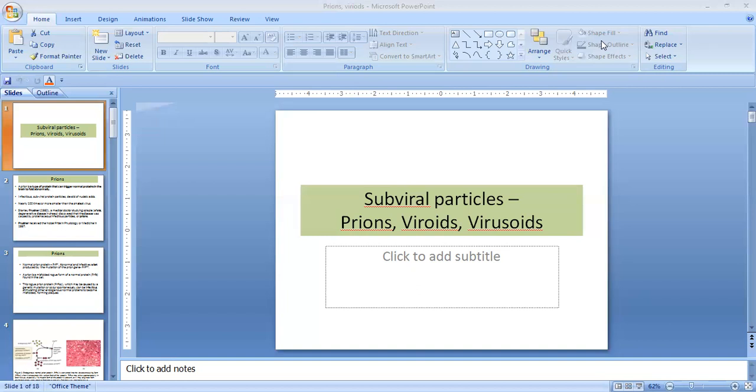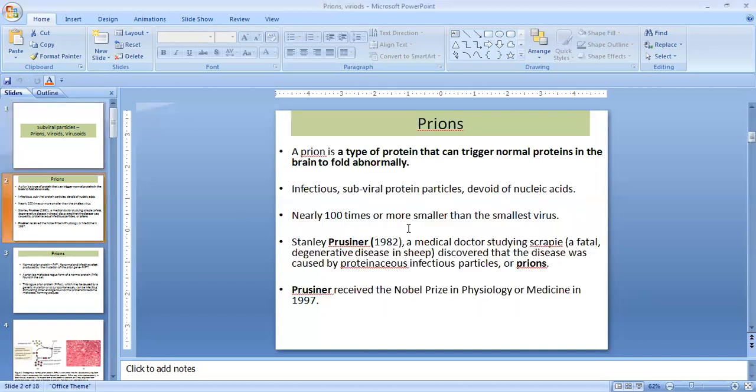So first we will pass on to the first subviral particle, that is prions. Prions, first of all, from the word itself, prion, it is a protein. The word protein starts with PR. The first two letters of protein are PR, and the first two letters of prion are also PR. So in that way you can connect it.